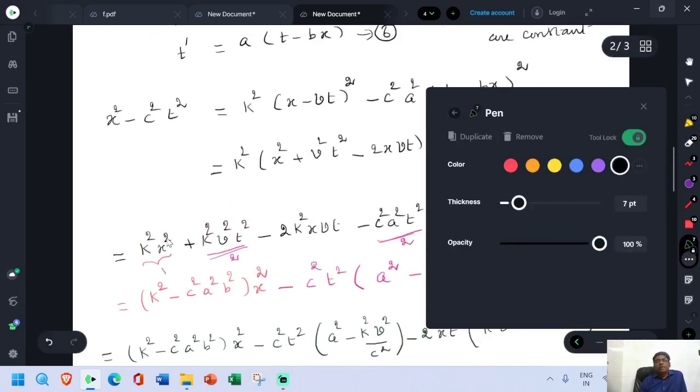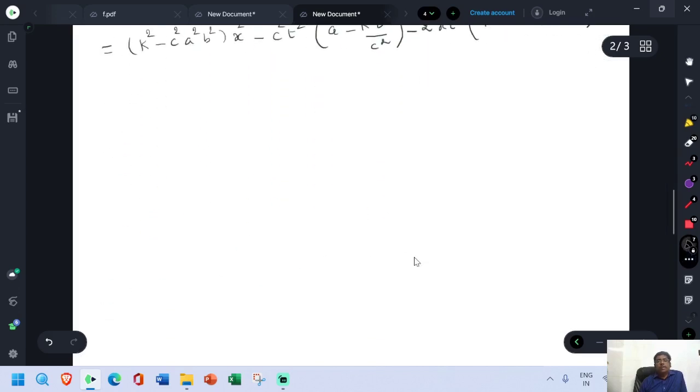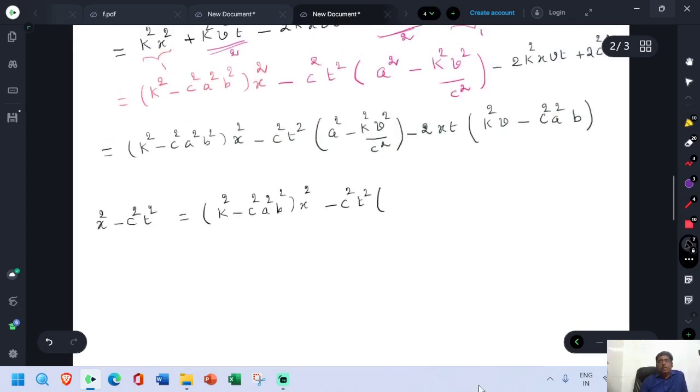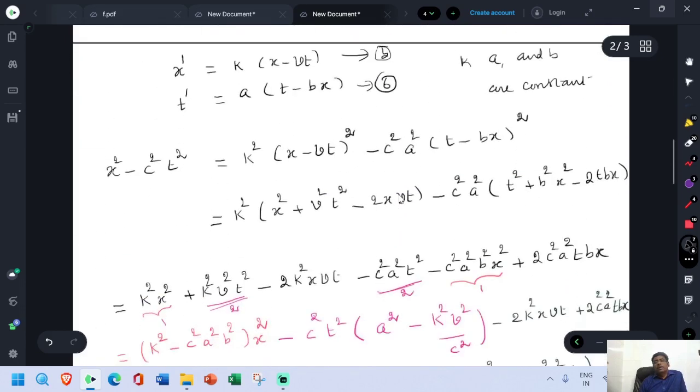The left hand side is x square minus c square t square, which is equal to k square minus c square a square b square into x square minus c square t square into a square minus k square v square by c square minus 2xt into k square v minus c square a square b. Say this is equation number 7.